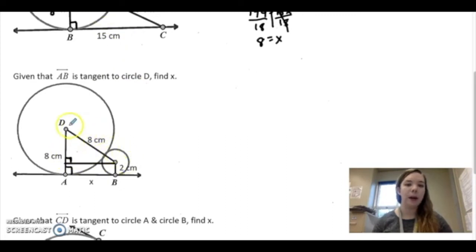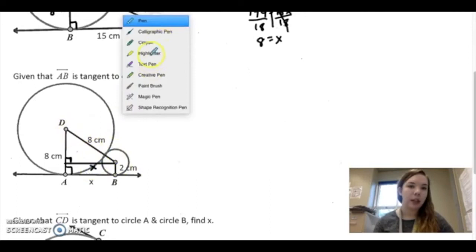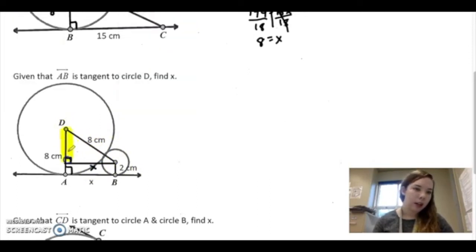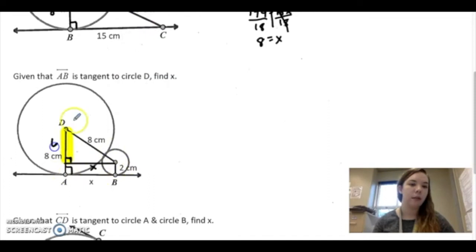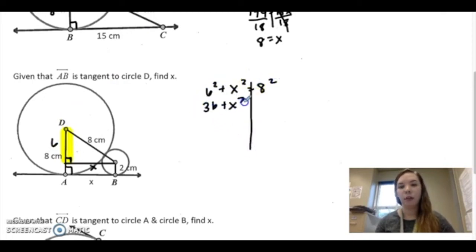I know my hypotenuse is 8. I'm trying to find this leg. And then this leg right here would be 8 minus 2, because the whole way across is 8 and this little piece is 2. So this leg is actually 6. So we'd have 6 squared plus x squared equals 8 squared. And then we can solve from there.